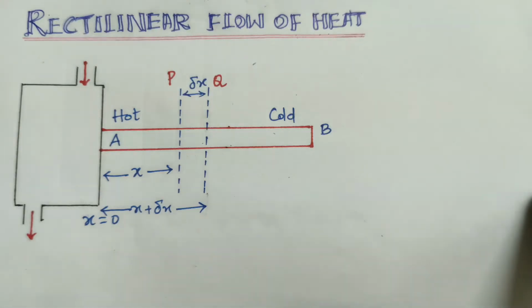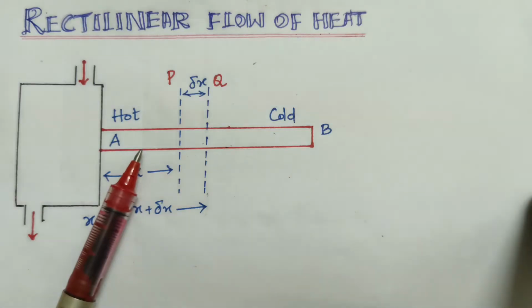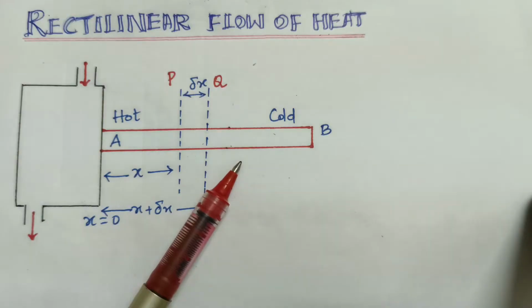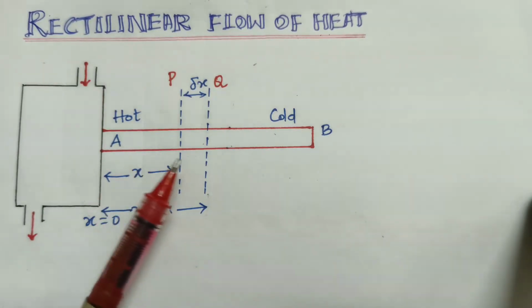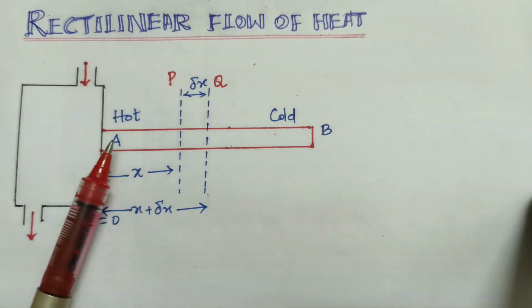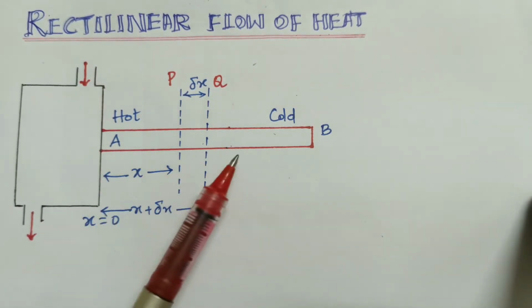Today we have discussed about rectilinear flow of heat. Rectilinear flow of heat is nothing but the flow of heat in a rectangular material. The flow of heat is in the form of a line, so it is called rectilinear flow of heat. Here the flow of heat is in a rectangular bar or beam. Here the heat flows from hot end to cold end.